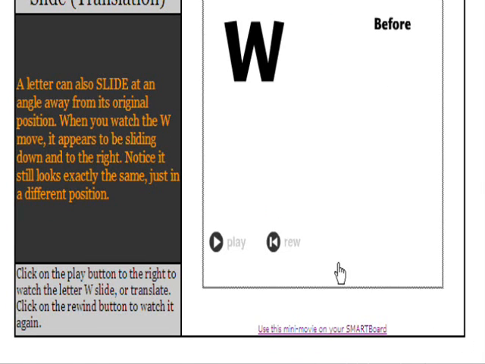A letter can also slide at an angle away from its original position. When you watch W move, it appears to be sliding down and to the right. Notice it still looks exactly the same, just at a different position.